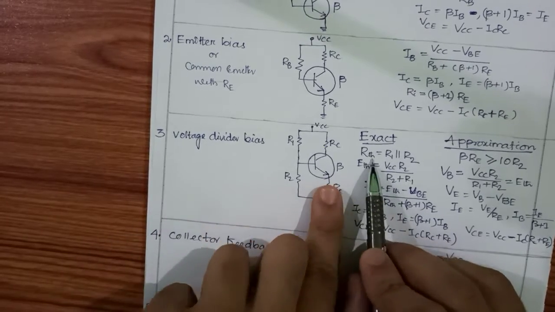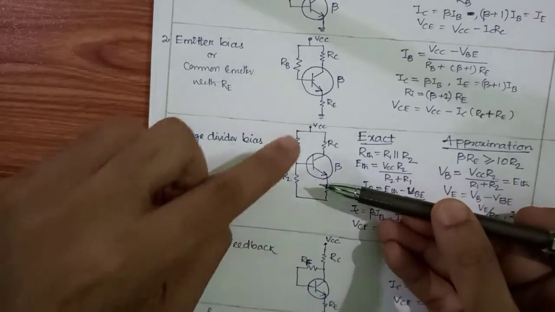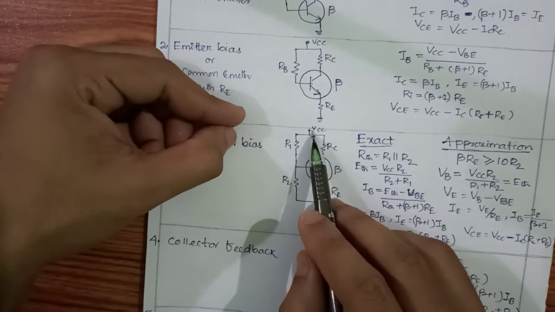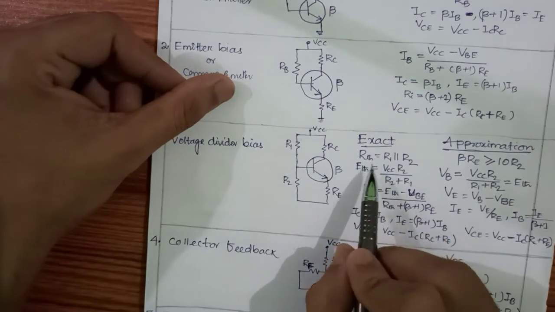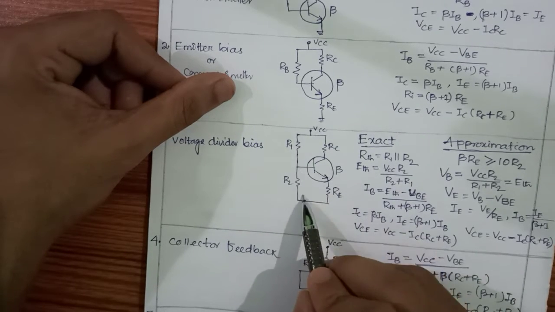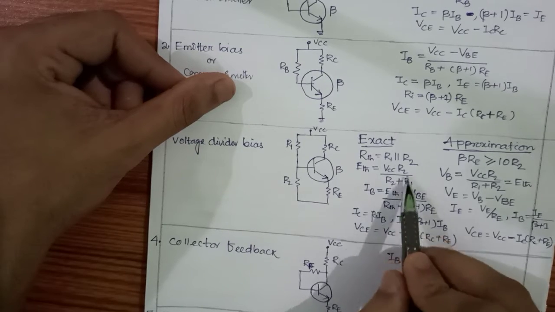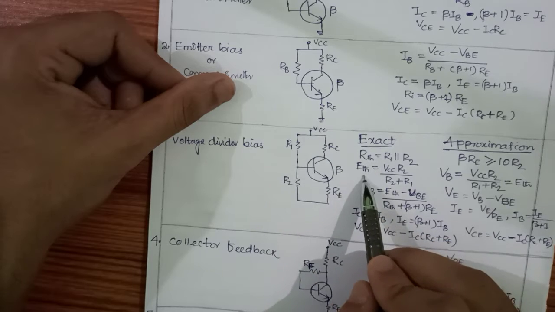The Thevenin resistance seen from this side, from emitter to base, is nothing but R1 and R2, which are in parallel, because here VCC is grounded. Voltage source will be short circuit, current source will be open circuit. So RTH will be R1 parallel to R2. Then our ETH, the voltage across R2, is VCC into R2 divided by R1 plus R2. Then we will replace this whole circuit by this VTH in series with RTH.